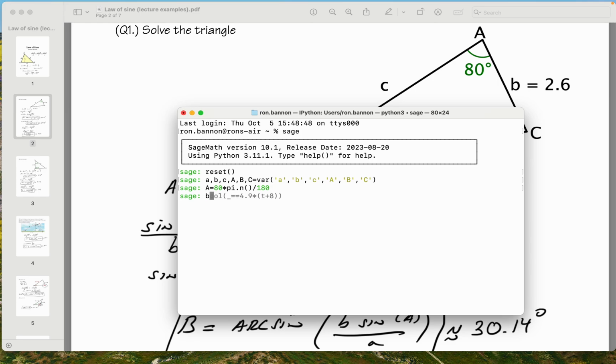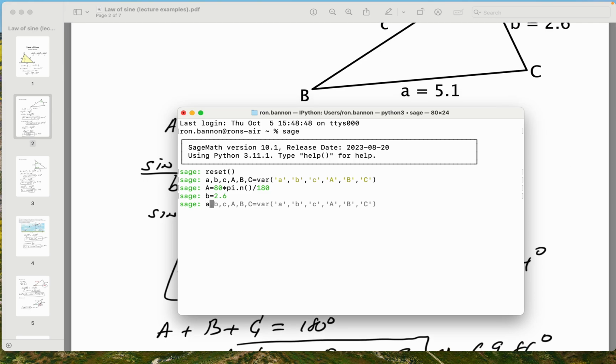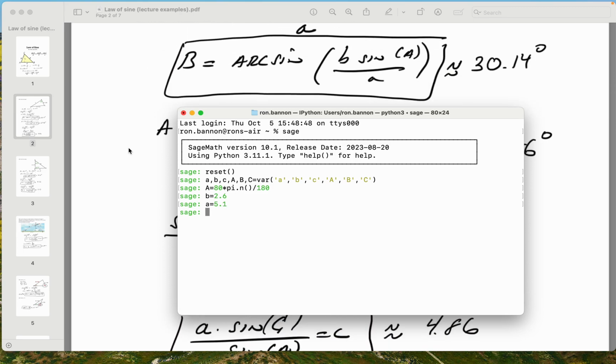Okay, little b is a measure of a side, and b is going to be 2.6. Let me take a look at this over here. The other thing I know is little a is going to equal 5.1. What I'm going to do now is type in the computation. We've already done the whiteboard work. The computation is this over here: B is the arcsin, ARC-SIN, of little b times the sine of A, divided by side a. Hit return, and I'm going to display B for you.